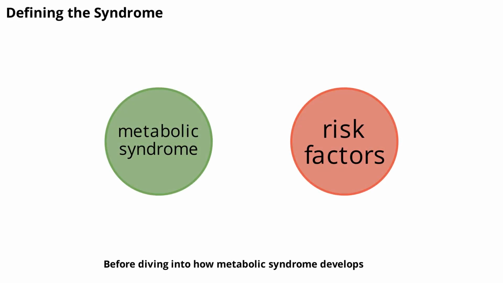Understanding the timeline and underlying mechanisms can help us make informed choices about our health and prevent serious complications down the road. Before diving into how metabolic syndrome develops, it's important to define what it is. Metabolic syndrome isn't a single disease, but rather a group of risk factors that often occur together. These include high blood pressure, elevated fasting glucose, central obesity, and abnormal lipid levels. When these factors are present together, they significantly raise the risk of cardiovascular disease and diabetes. Recognizing the syndrome early can be a key step in preventing its progression.